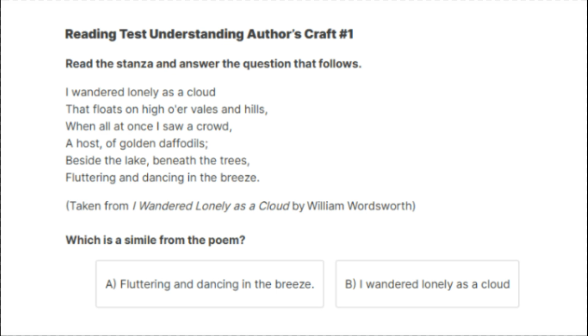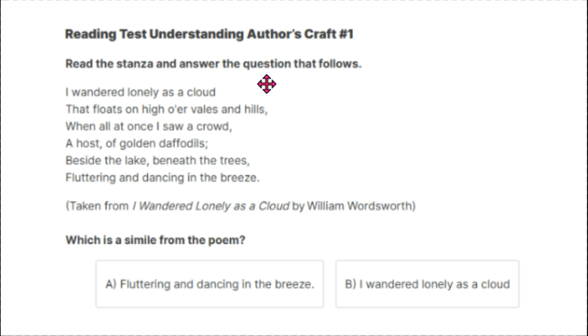So in this one, we're looking at a poetry example. It says, read the stanza and answer the question that follows. Remember, a stanza is like a little paragraph in a poem. Let's look at our poem and then let's look at the question.